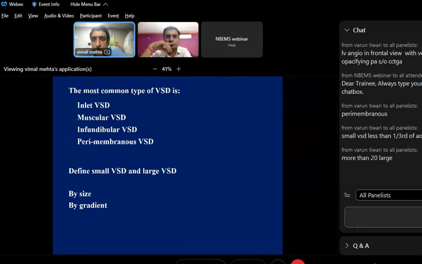However, this will be variable. But let's say somebody has a gradient, the cutoff is 40. So if somebody has, let's say, a value of 64, then obviously it is a restrictive VSD. So the cutoff value is 40 for all practical purposes. So these are various types of VSD.